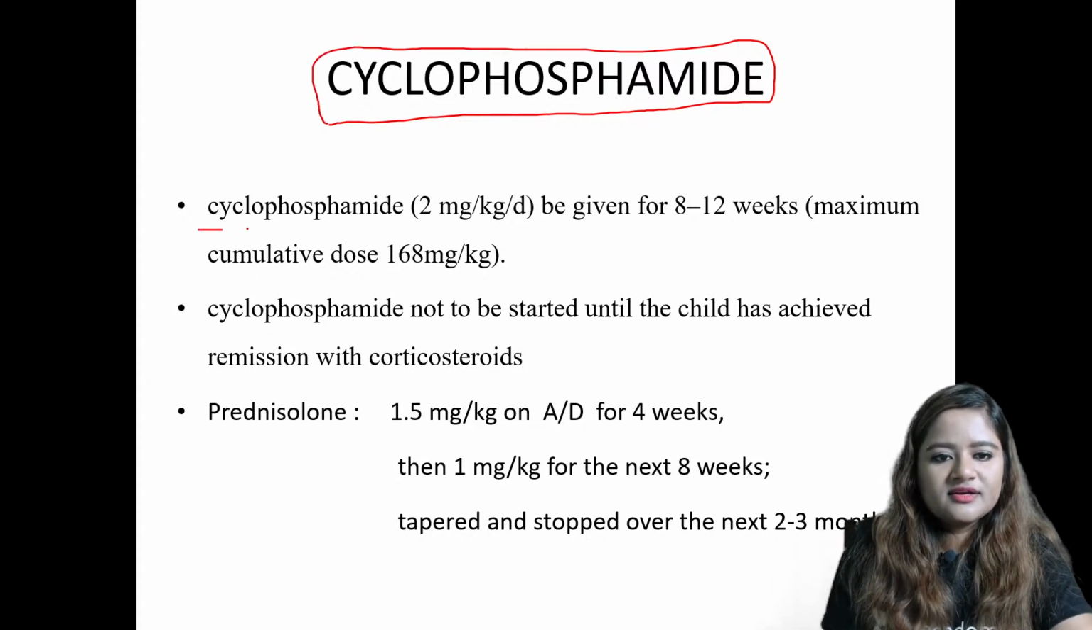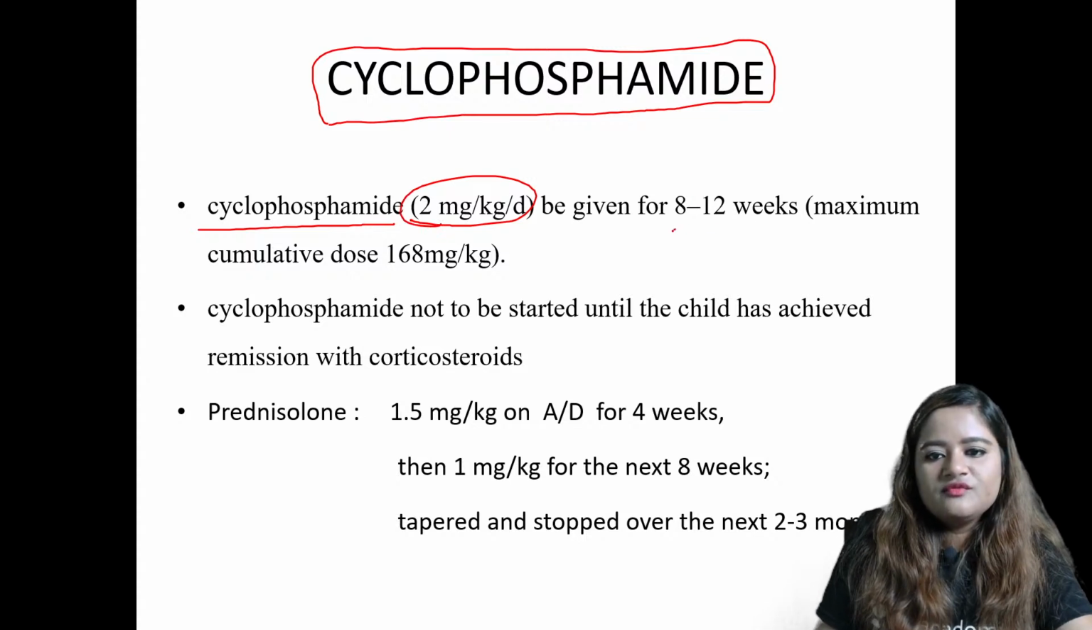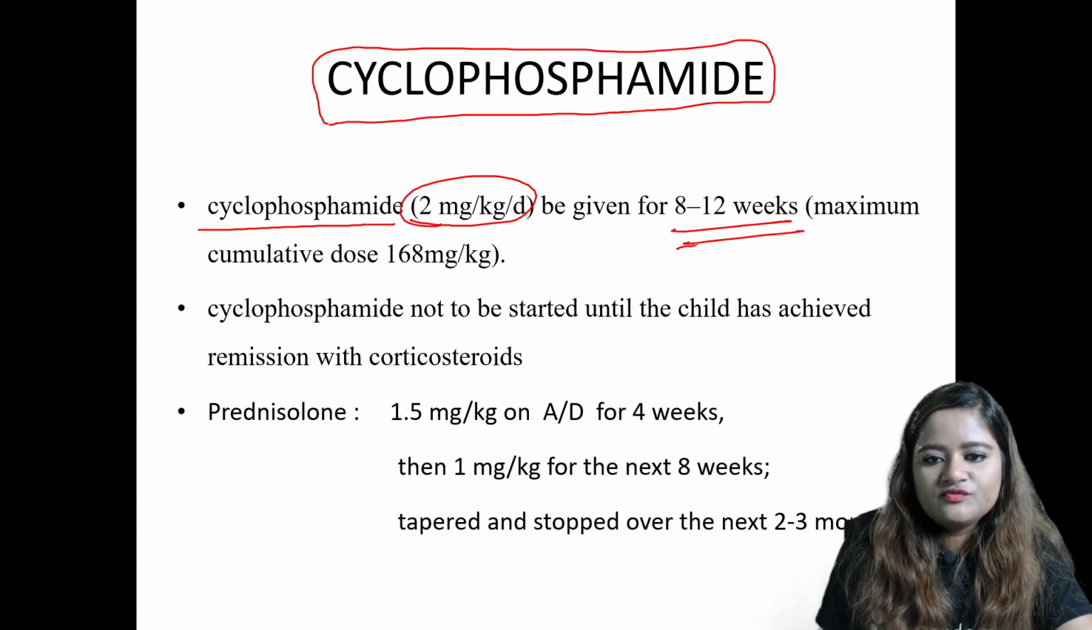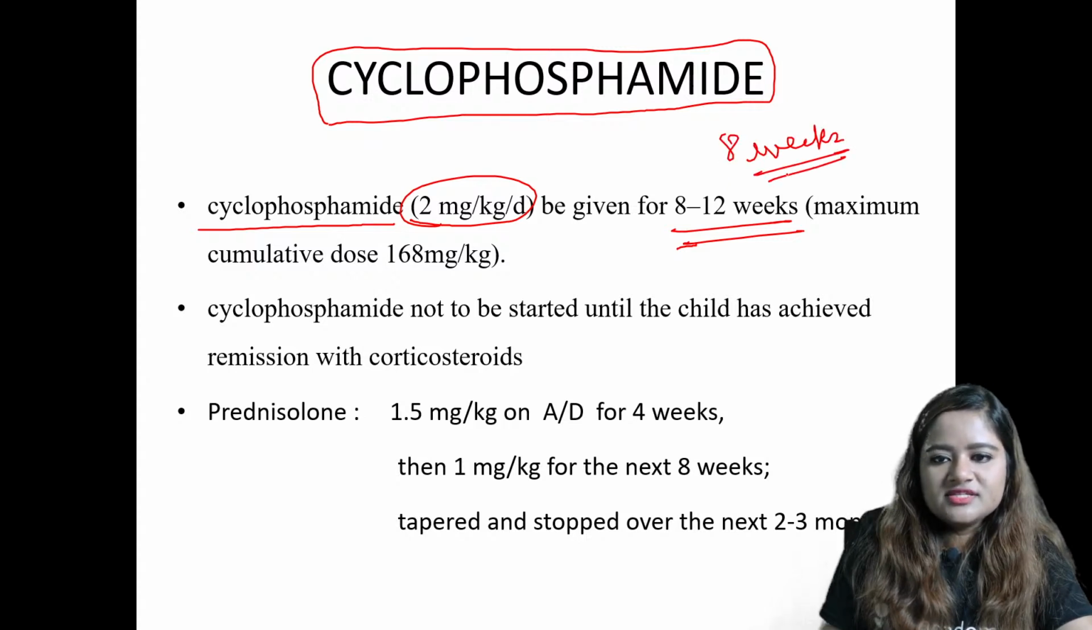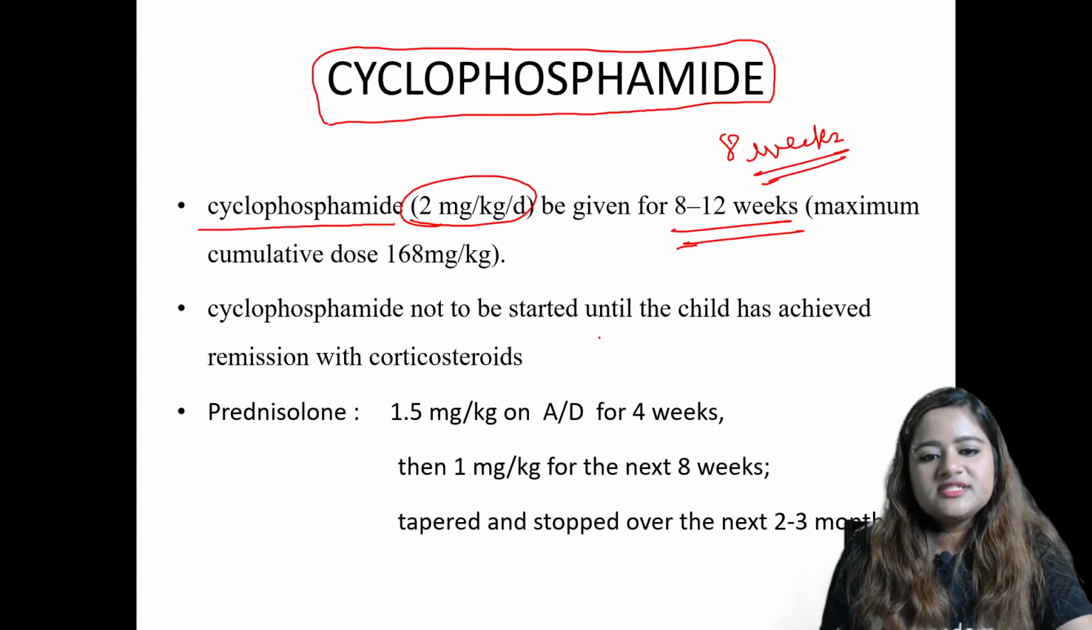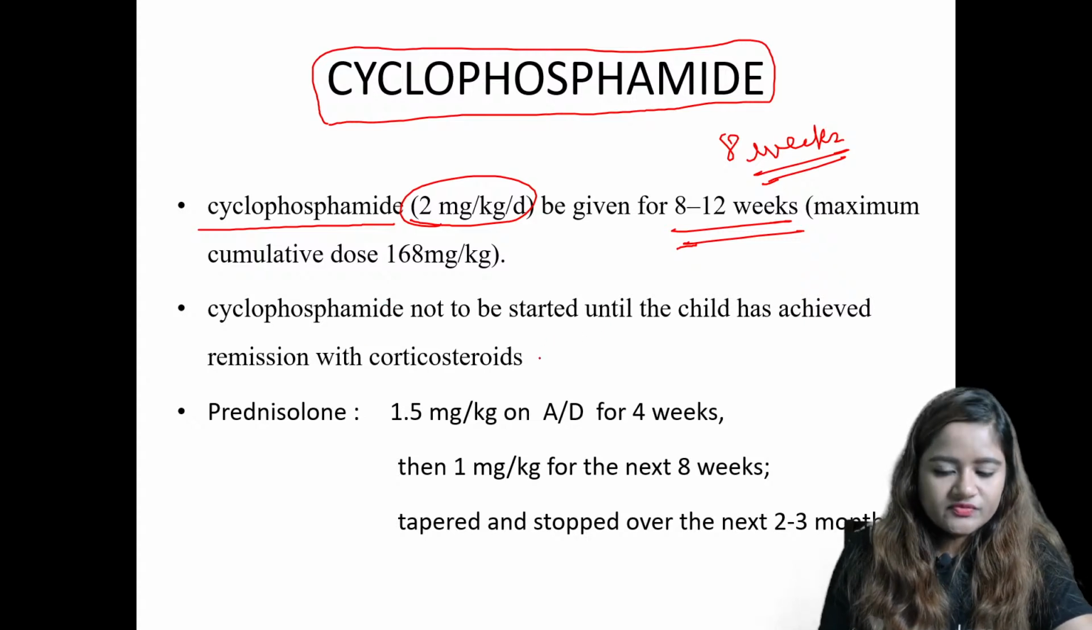ठीक है, cyclophosphamide का dose क्या होता है? It is 2 mg per kg per day. You have to give it for just the double duration. That means 4 का 8 कर दो. 8 weeks के लिए you have to give this supportive treatment. It should not be started until the child has achieved remission with corticosteroids.